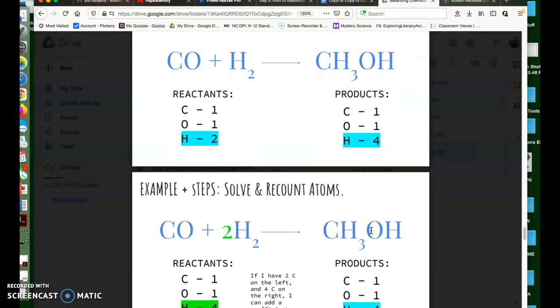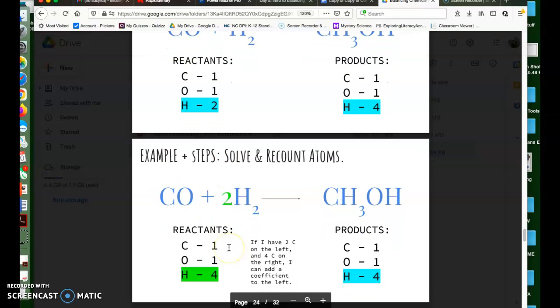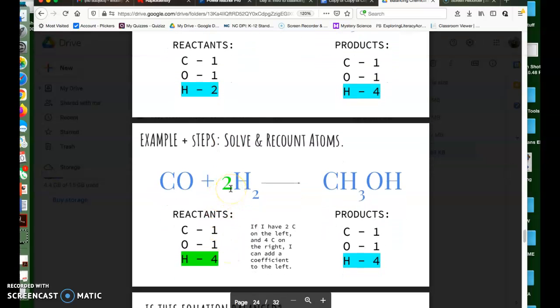Now we're getting into how we actually balance this. So we know this isn't balanced, so now our job is to figure out, okay, how do we balance this? And generally we do that by adding a coefficient. So where could I add a coefficient that would help? You can see here it's done for you in the example problem. I add a 2. So I have 2 molecules of H2 gas or hydrogen gas.